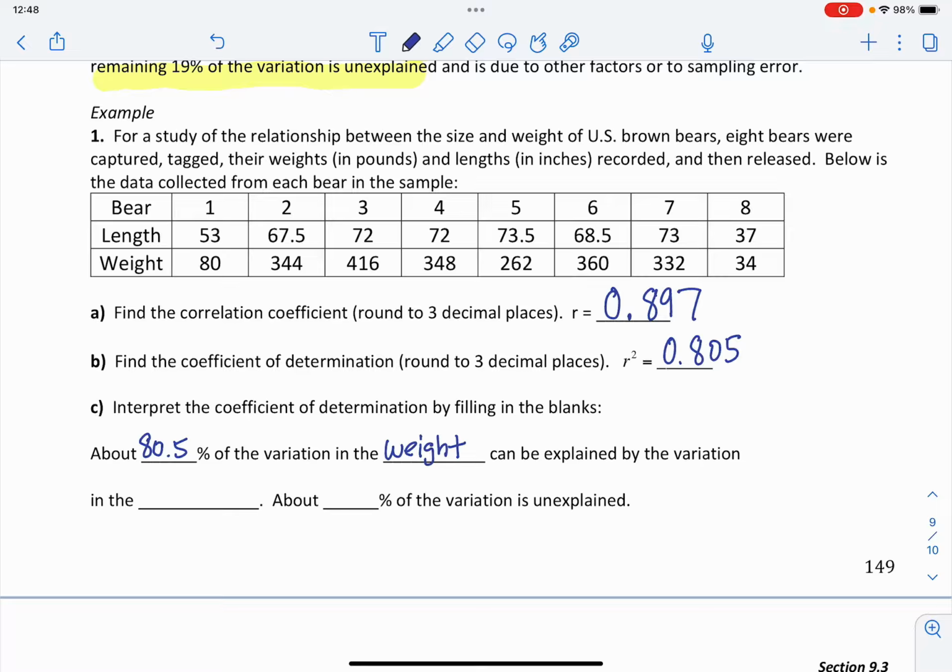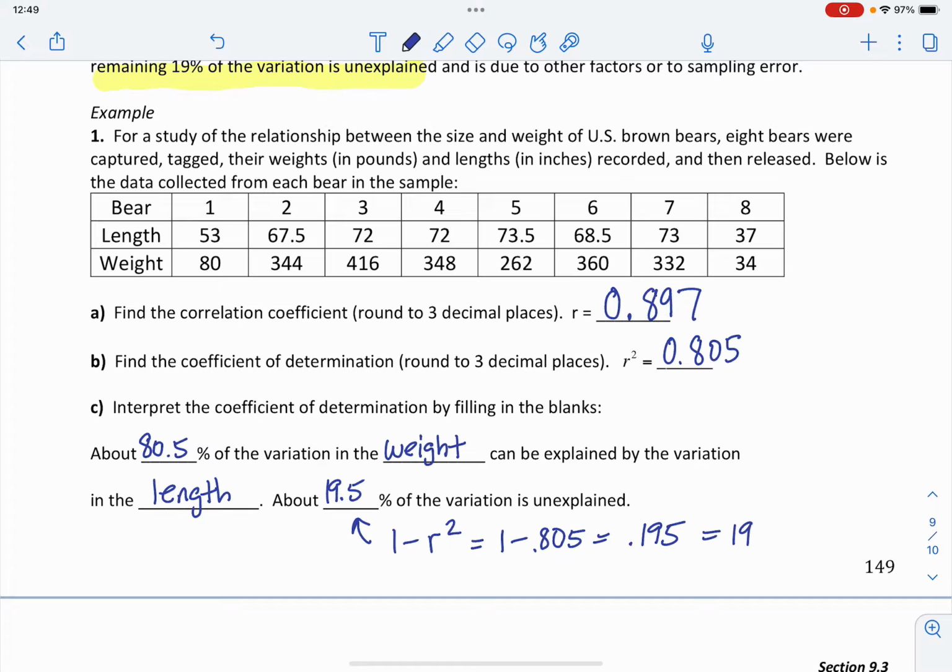Can be explained by variation in the x variable, which is the length. And then the other, we want these to add up to 100%, right? So 100% minus 80.5 is 19.5%, right? So this value is, formula-wise, 1 minus r squared, which is 1 minus 0.805, or I guess in this example, 0.0805, which is 0.195.